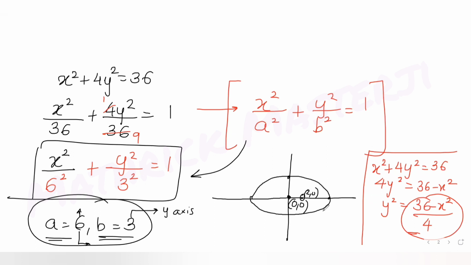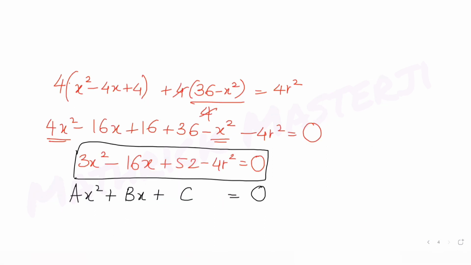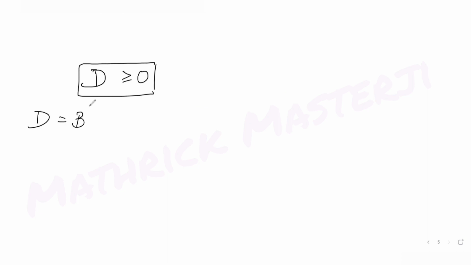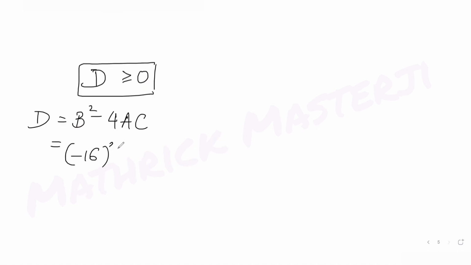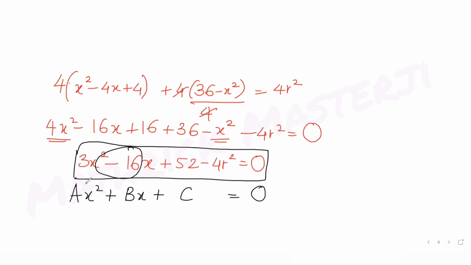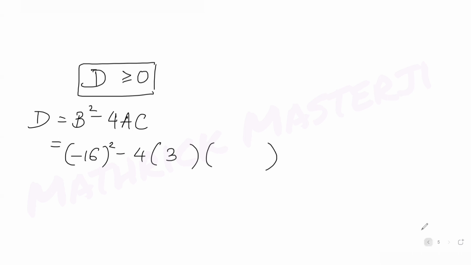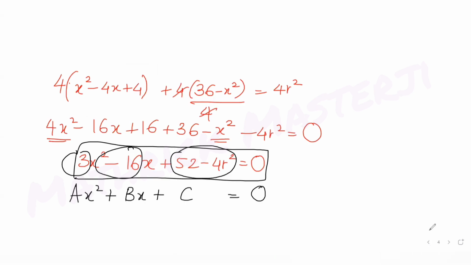So to find the intersection points, we know that the discriminant should give you real roots. And you always get real roots only when your discriminant is greater than or equal to 0. So let me first find the value of the discriminant, b square minus 4ac. I know b is minus 16, so minus 16 the whole square, minus 4a. A in this case is 3, and c in this case is this entire thing, 52 minus 4 r square.